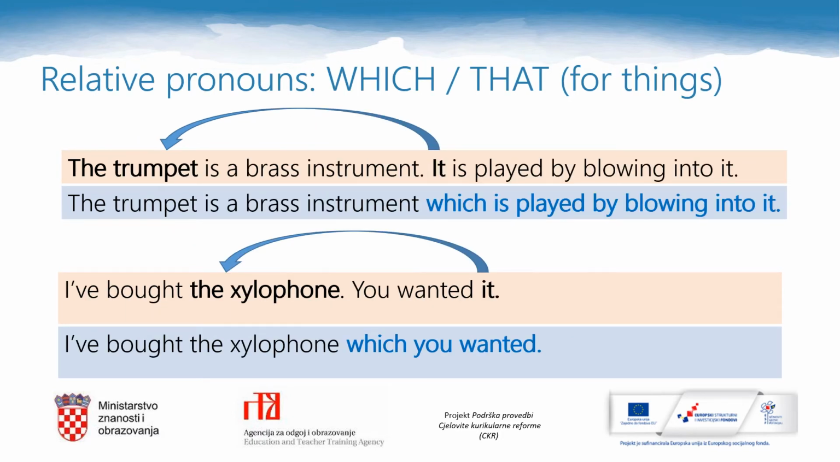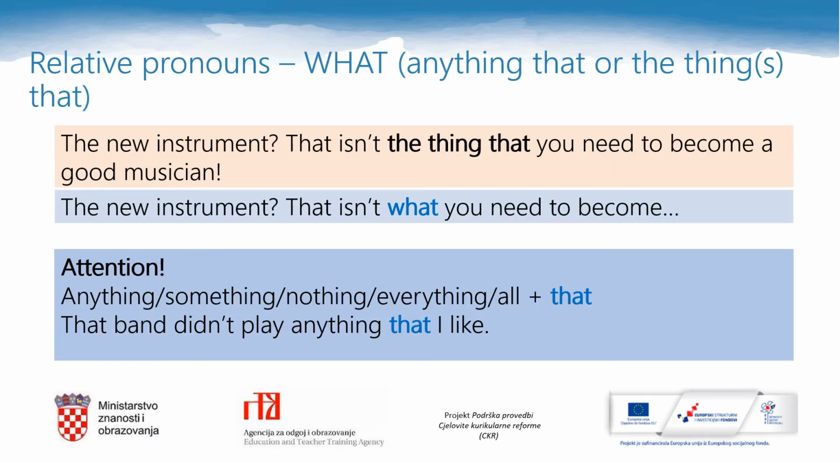Relative pronouns for things are which or that. The trumpet is a brass instrument, and that trumpet is played by blowing into it. The trumpet is a brass instrument which is played by blowing into it. I bought a xylophone. You wanted that xylophone. I bought the xylophone which you wanted. The relative pronoun what means anything that or the thing, things that.